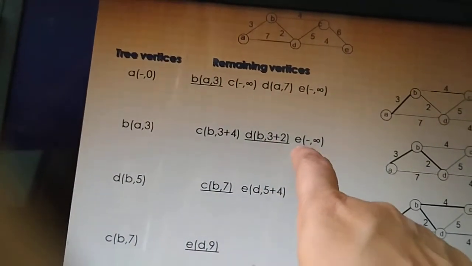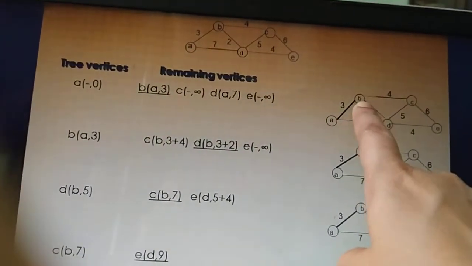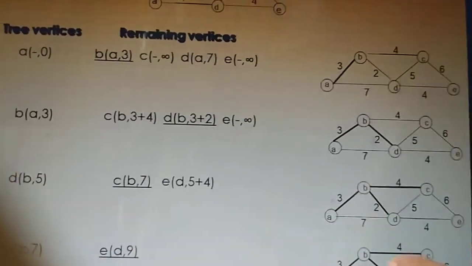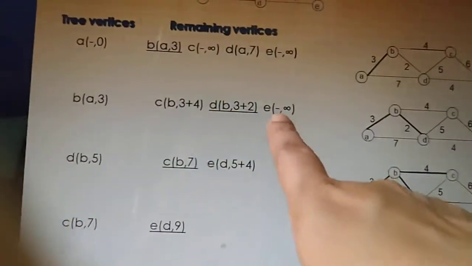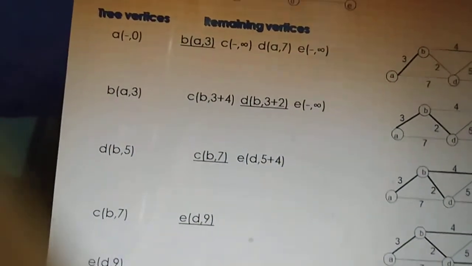And E. To E, I do not have a distance from B to E, so let it be the same. It is infinity only. There is no change. After that, again repeat the same thing.